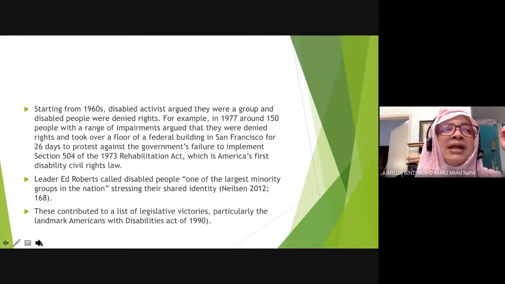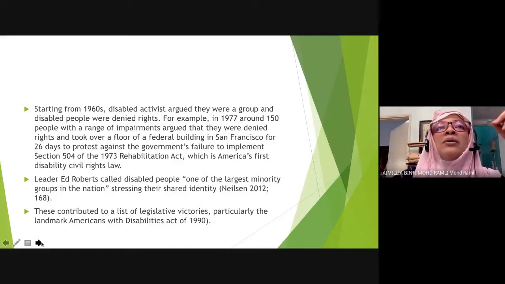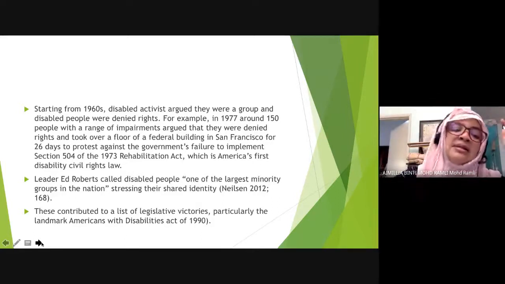So, greater rights. Hence, nowadays when we look at buildings, we can see the ramps leading to a building. This is one of the requirements for building any type of building in America. You have to have access where disabled people can reach the same amenities, the same buildings, as non-disabled people do.